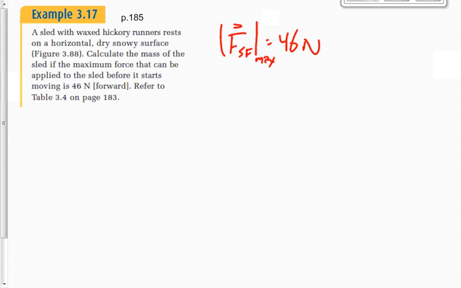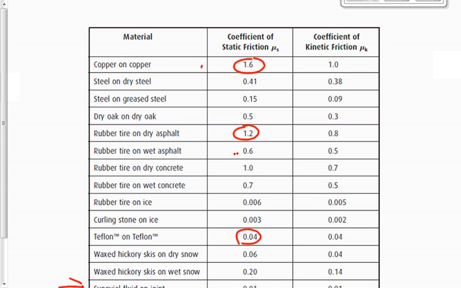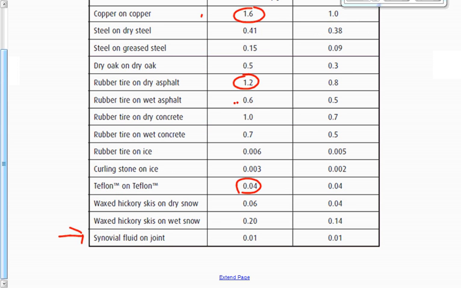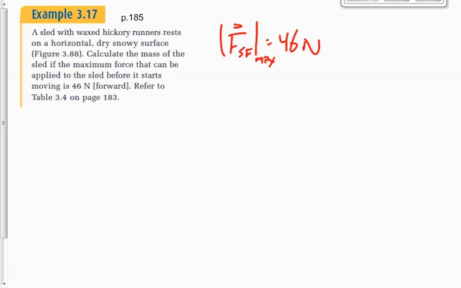Okay, let's get the coefficient of friction between hickory runners and a dry, snowy surface. Hickory runners and a dry, snowy surface. That's going to be this one, right? 0.06. Notice there are no units for coefficient of friction. We call it a dimensionless quantity. It has no units. Mass is what we want to find, right?